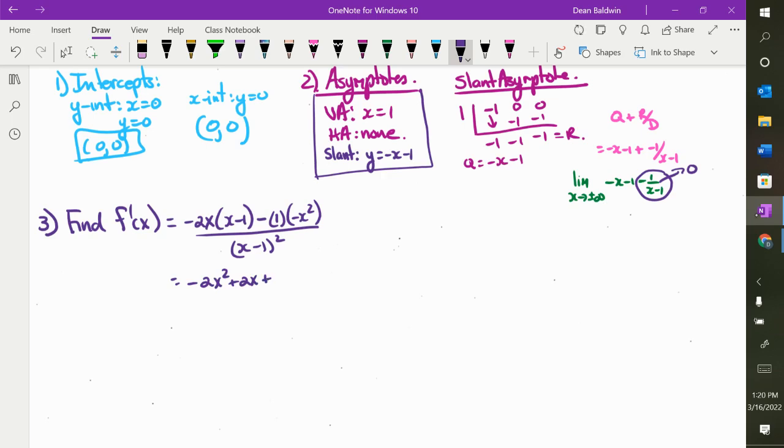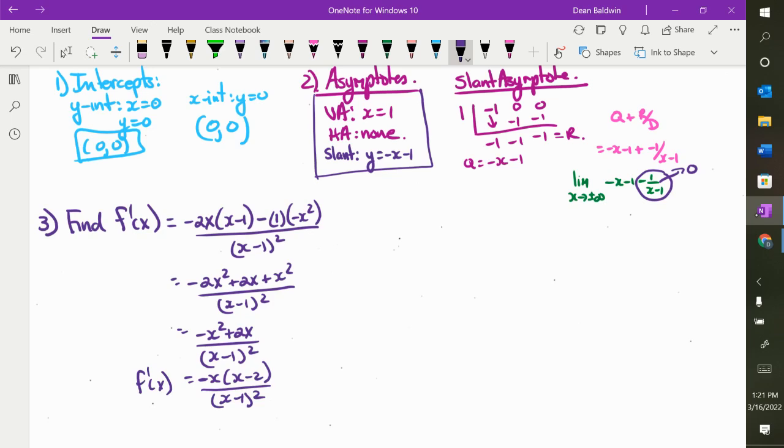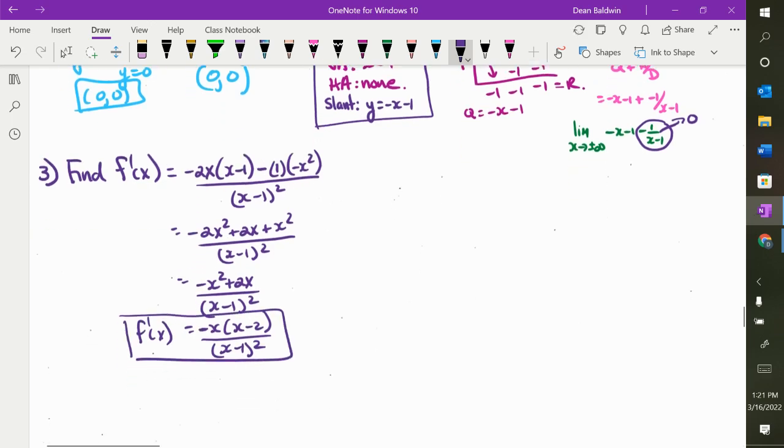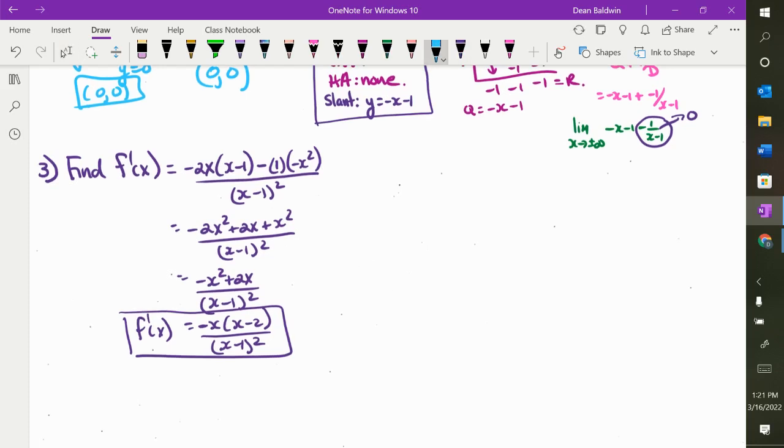That's going to simplify really nicely. Oh, I didn't read the bottom part. That's why it was so easy. And then, yes, you could find the critical numbers because that's the next step. I got negative x times x.